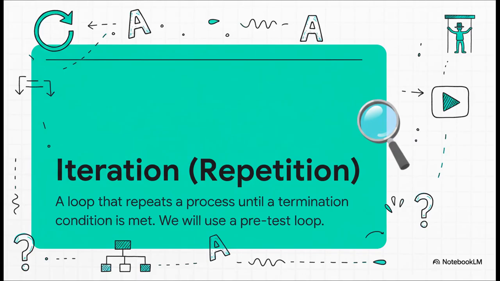All right, next up is iteration, or repetition. To be honest, this is the secret sauce. This is the magic that makes a program feel like a game. It's the loop. It's what lets the player keep guessing over and over and over again.